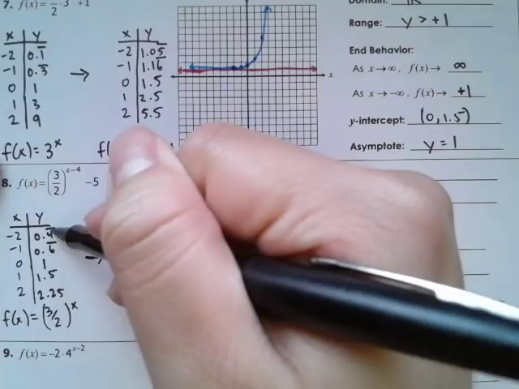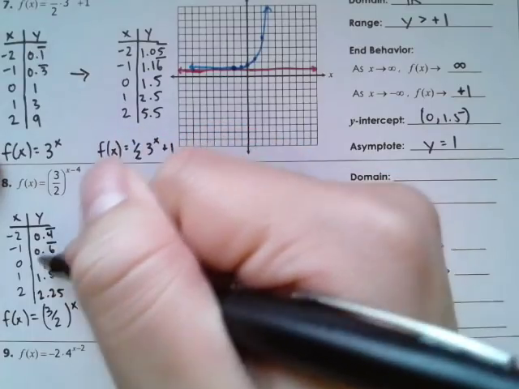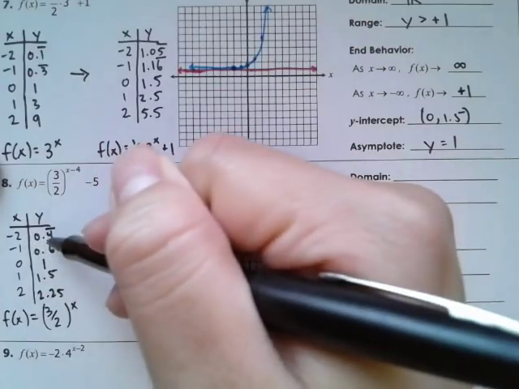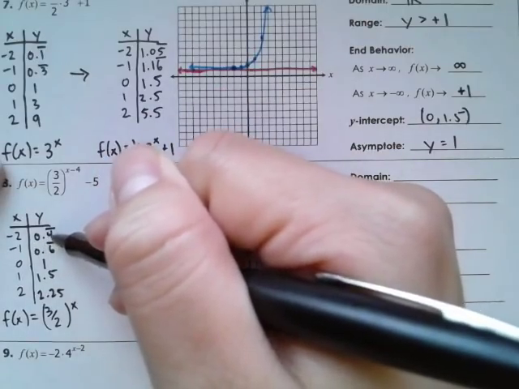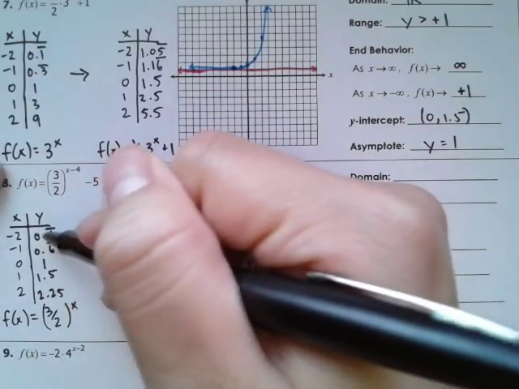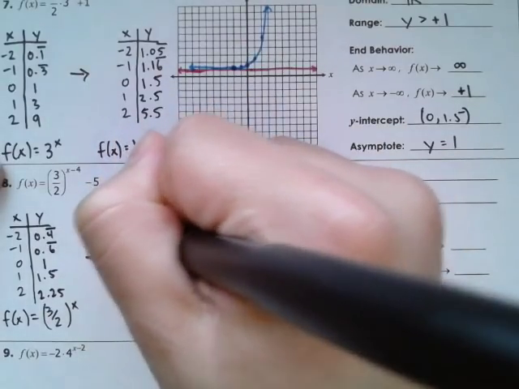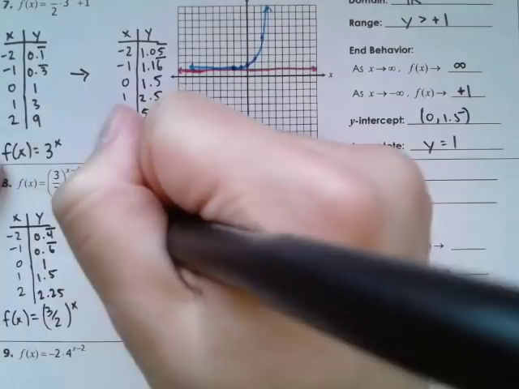For my y's, I have 0.4 and all these here. I'm going to shift down 5 from each of these. So you can use your calculator to get the most accurate value. So 0.4 minus 5, I get negative 4.5, and it's a repeating decimal.